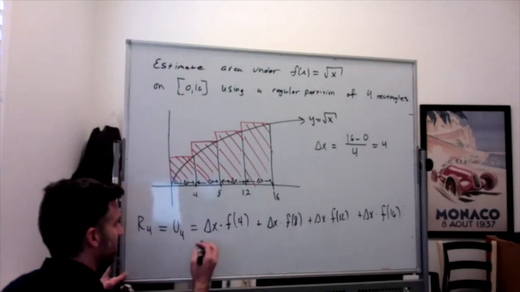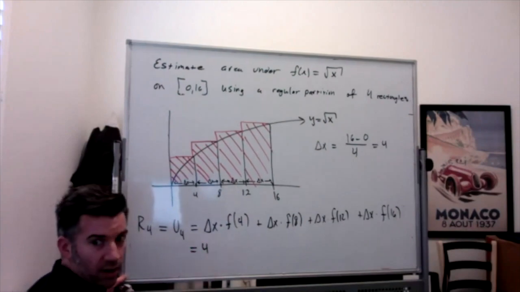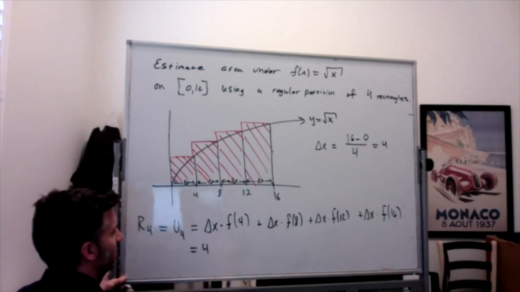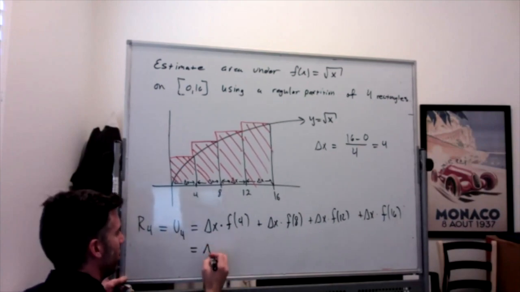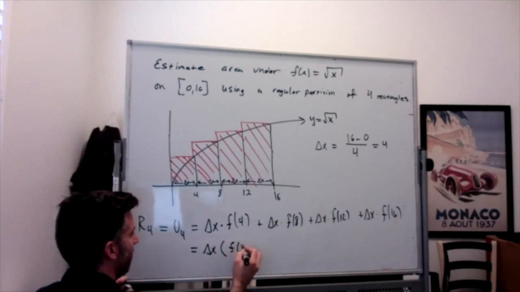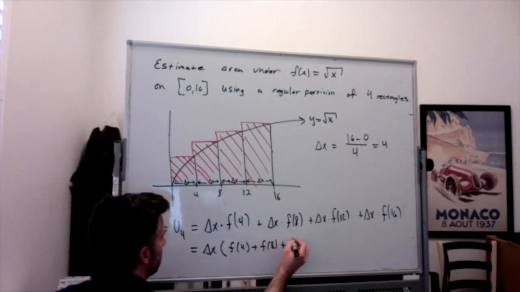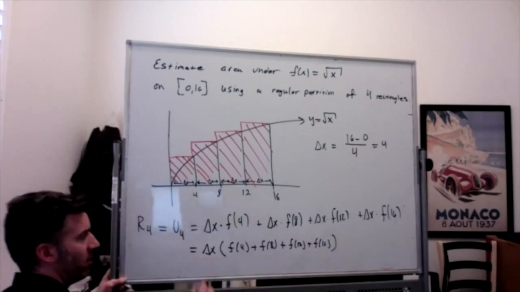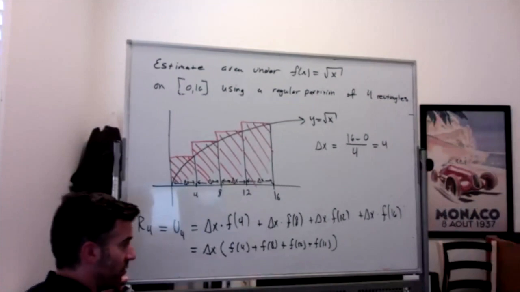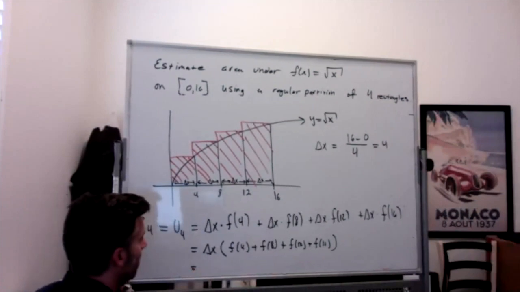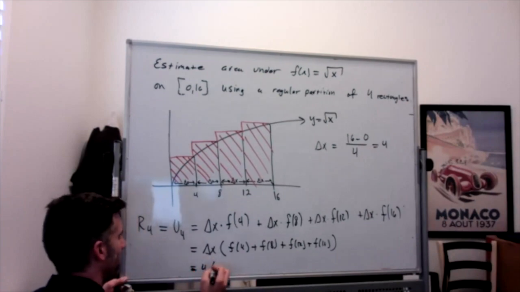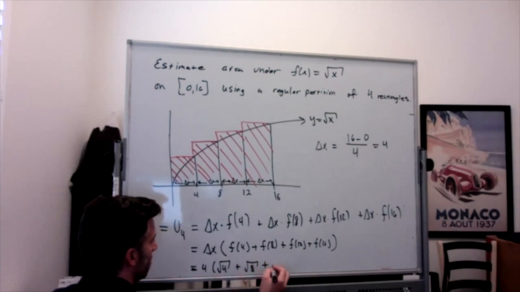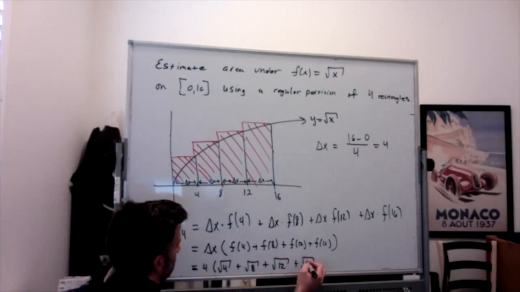So in this particular example, this is going to be 4. And I really would like to factor out my 4, where I can. It's going to be delta x times f of 4 plus f of 8 plus f of 12 plus f of 16. So you can always factor out your delta x, which is the width of your subinterval, as long as they're all the same. And then we can plug it in. Delta x is 4. F of 4 is the square root of 4 plus the square root of 8 plus the square root of 12 plus the square root of 16.